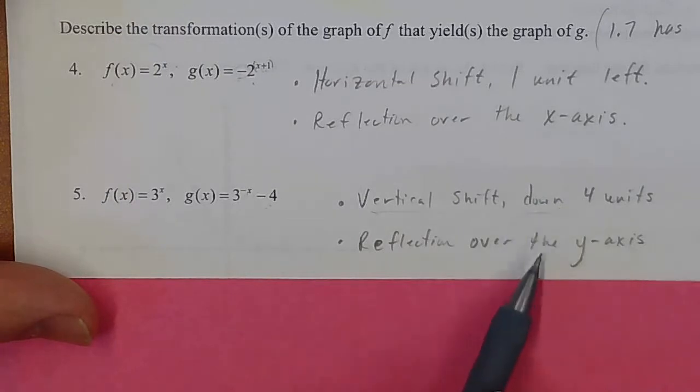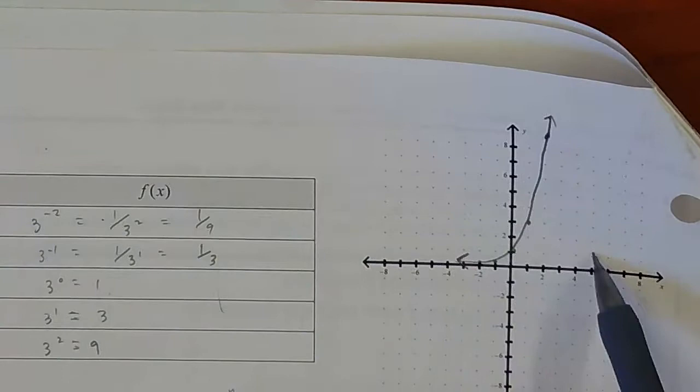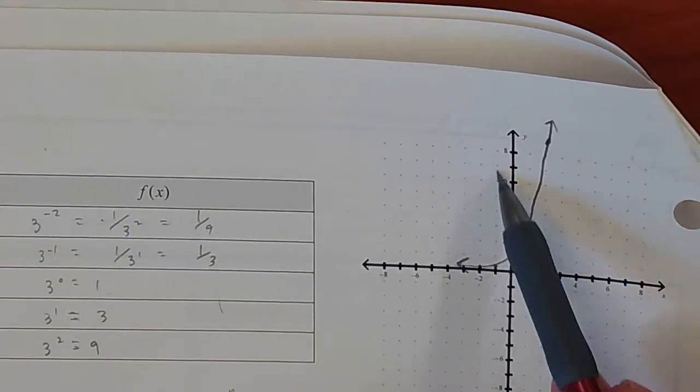So you kind of have an idea what that would look like compared to above, because we have 3 to the x up on number 2. Actually, we skipped that one yesterday, but I have it here. So I'd reflect this over the y-axis. So it'd be kind of looking like this. And then it's shifted down 4 units, okay? So end up kind of looking like that.